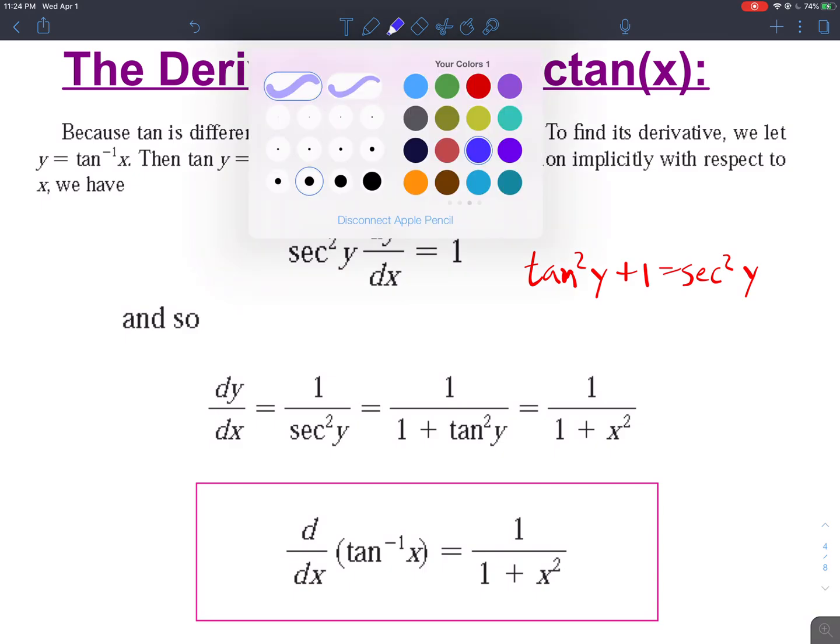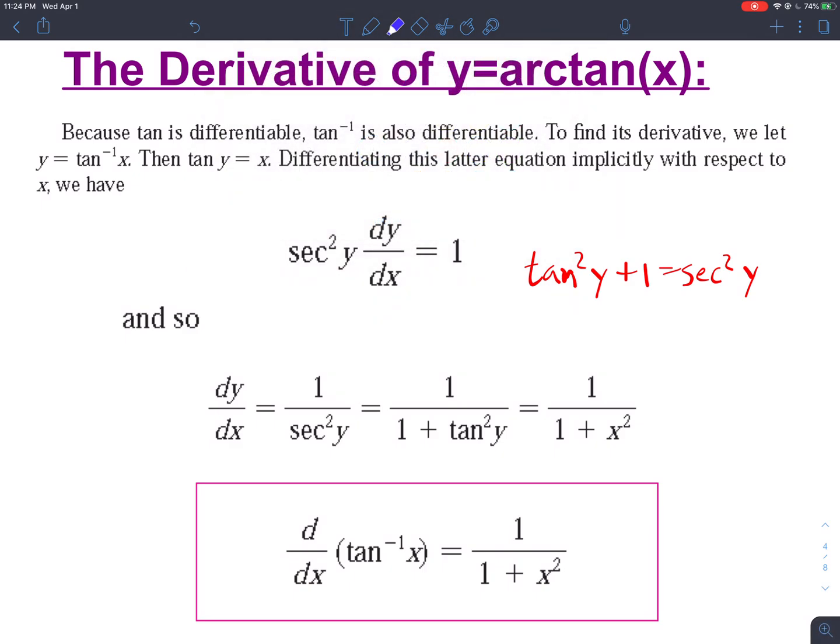Then we use implicit differentiation, differentiating implicitly with respect to x. The derivative of tangent is secant squared. Notice the y is still there, and then we have to multiply by dy dx because it's implicit differentiation. And the derivative of the right side, the derivative of x, is 1. I've written this property over here because it's going to be important. If I solve this for dy dx, which is my job since I wanted the derivative of inverse tan, I'm going to divide by secant squared.